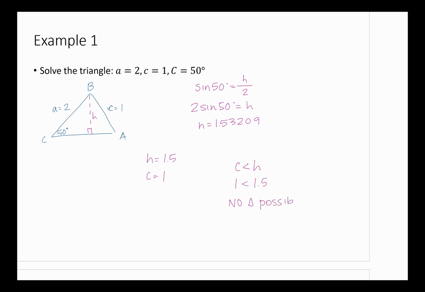Because that opposite side is shorter than the height. So we can't even make a right triangle. So it's shorter. So in reality, this triangle would probably look something like this. This would be 50 degrees, this is 2, and this is 1. So it's going to be short, so again, we have no triangle possible.